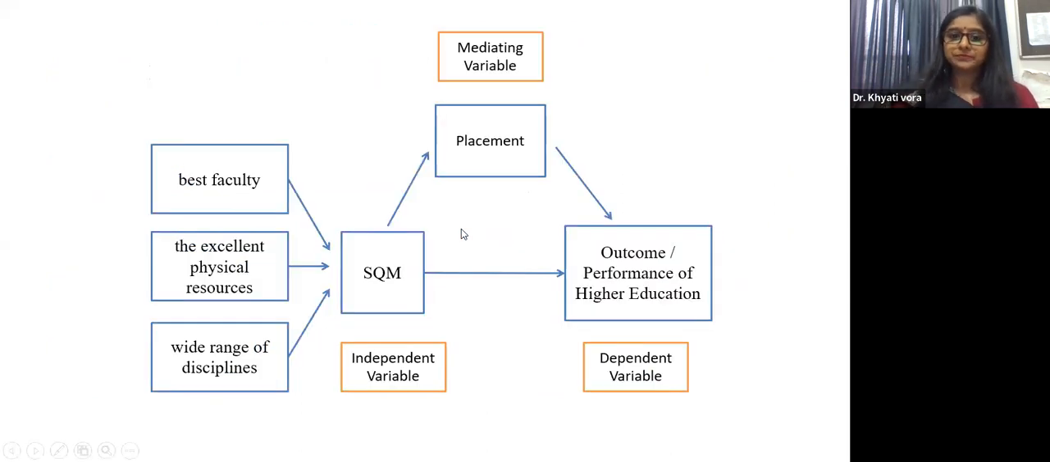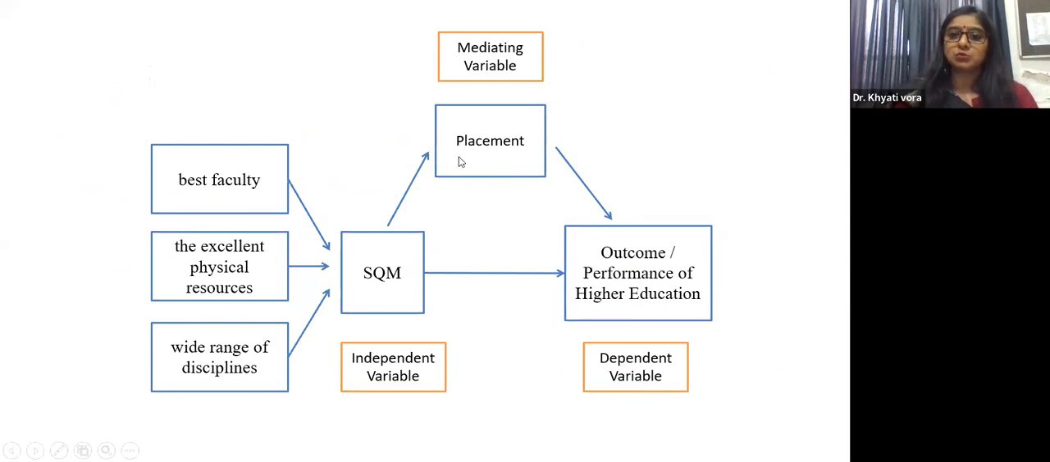How is placement a mediatory factor saying that services will lead to the performance of the institution? Look at this, the service quality model. How will it be built? Service in education: best faculty, physical resources, wide range of disciplines. It makes good service quality management as an independent variable, which leads to the final outcome of higher education, but it is through placement.